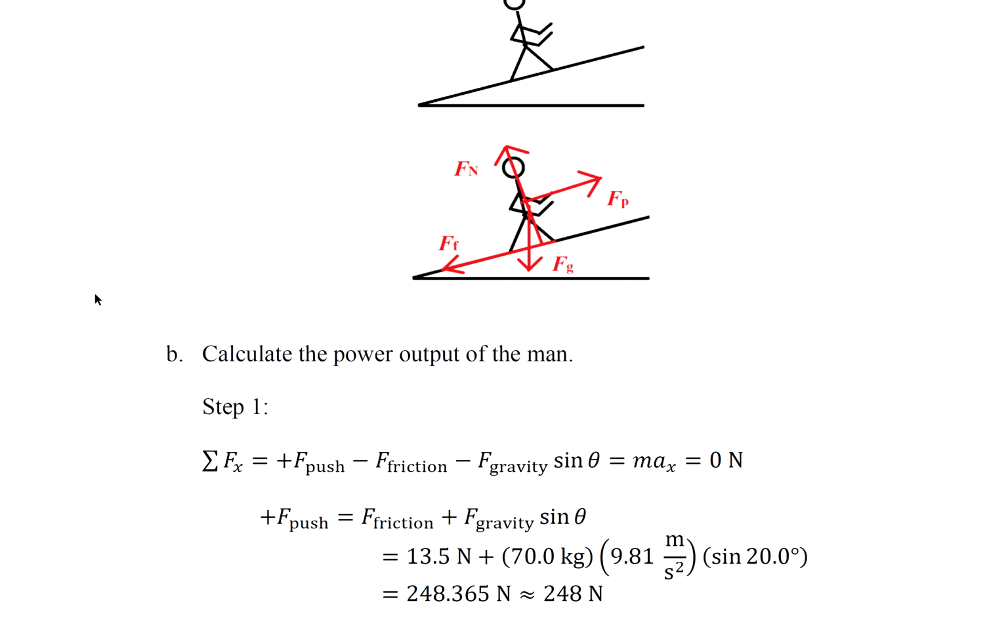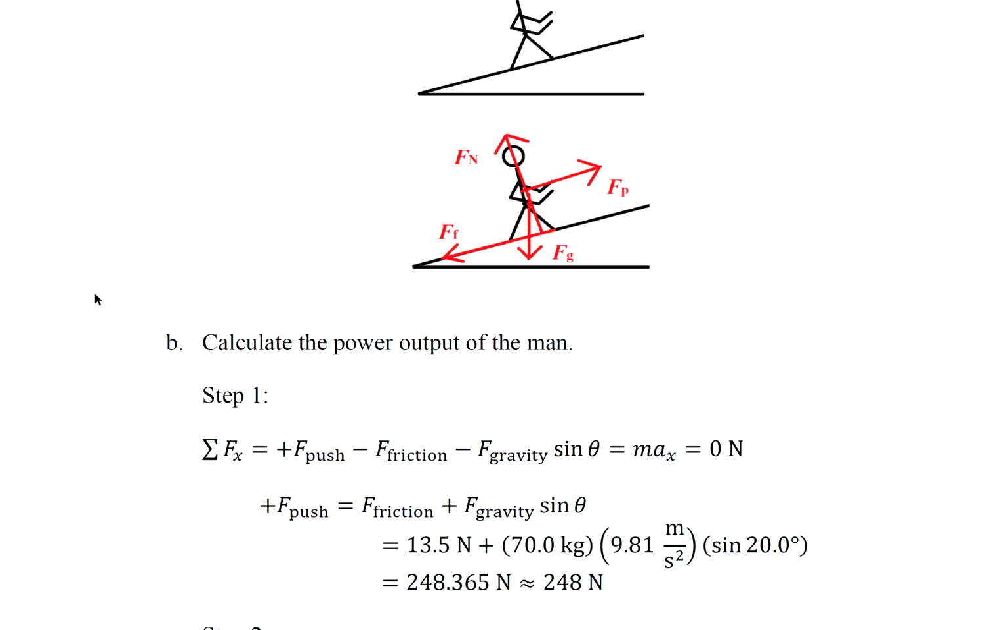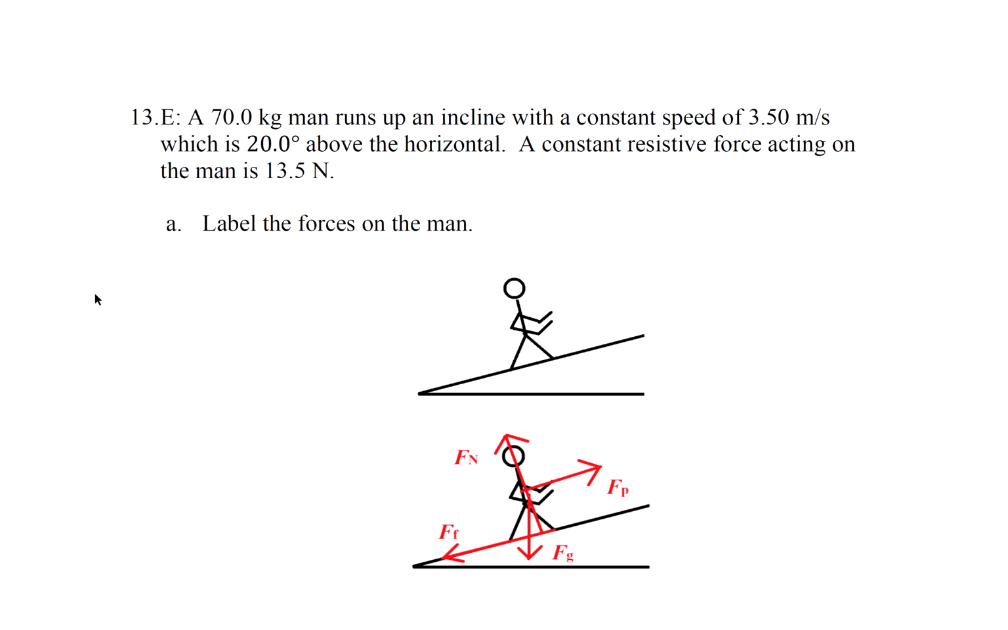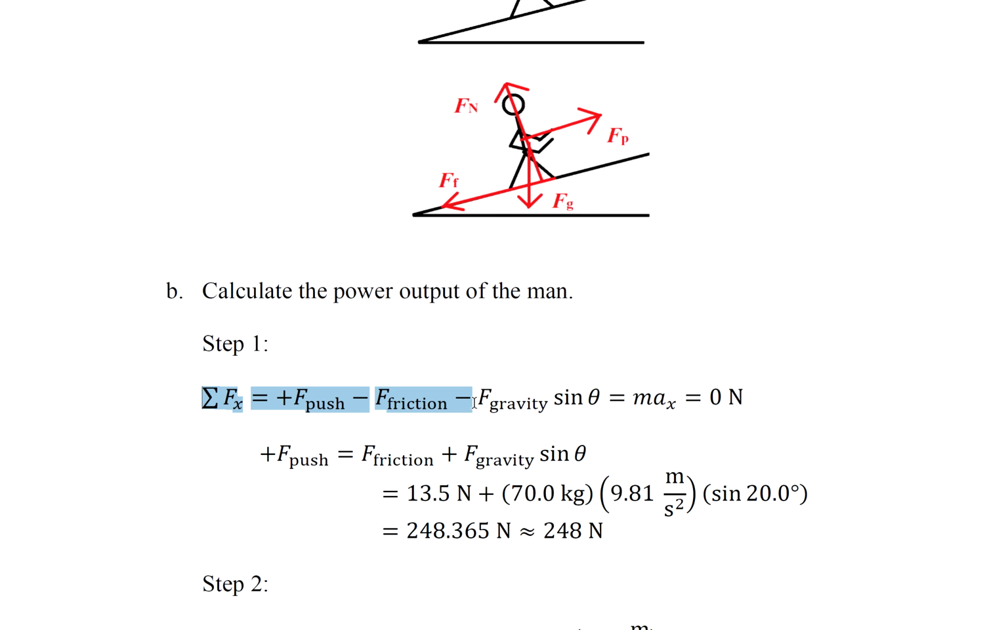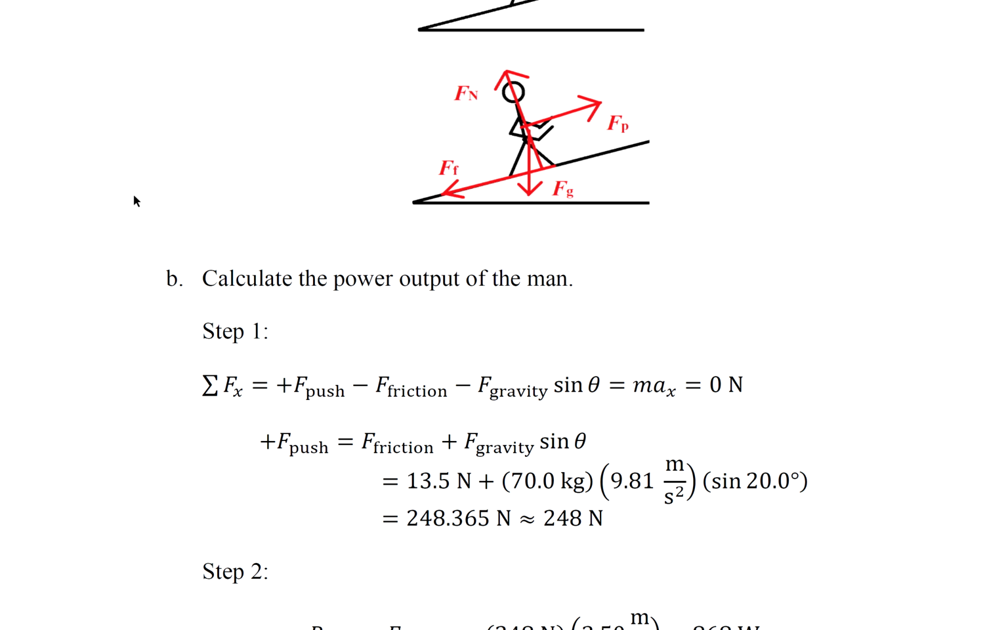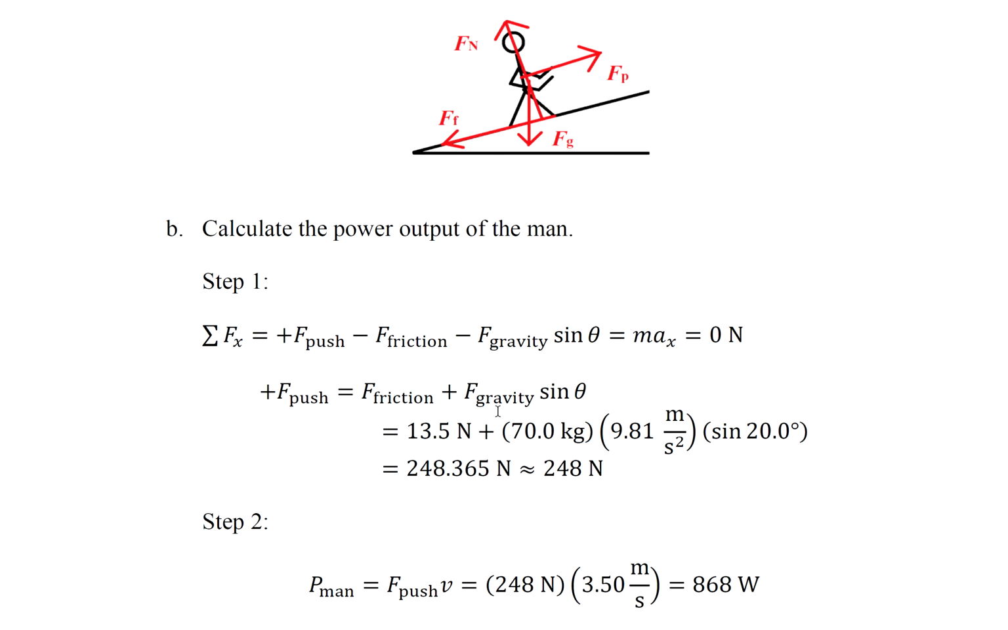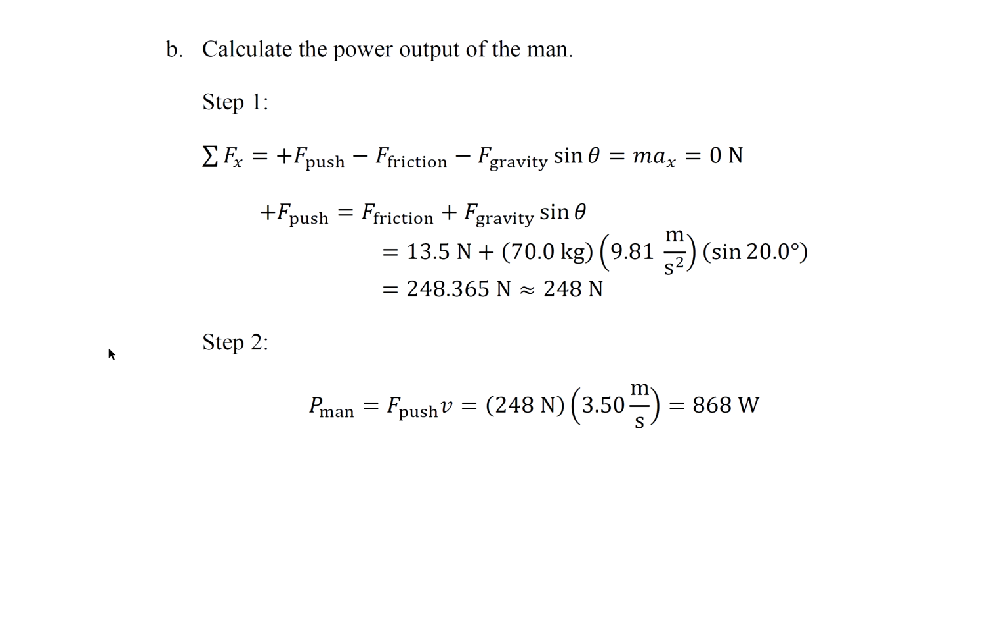Part B, calculate the power output of the man. Well, the man is moving at a constant speed. So sigma F sub x is equal to 0 since a sub x is 0. We could solve for force of push to get 248 newtons. Step 2, use the equation P equals FV.